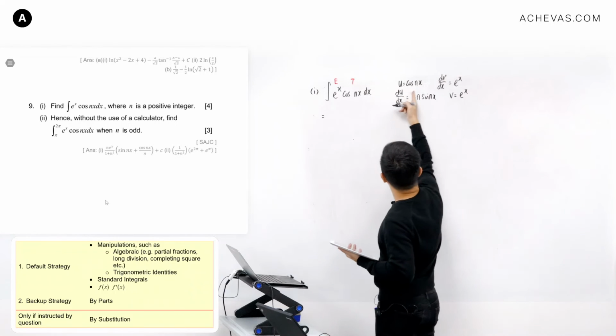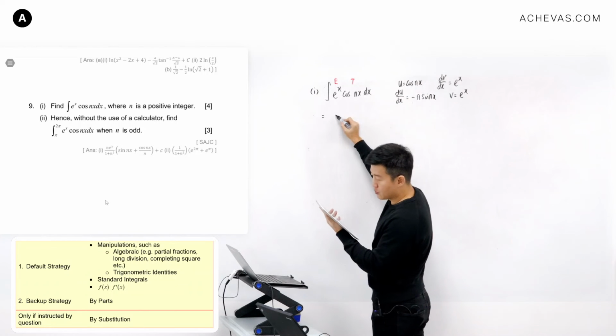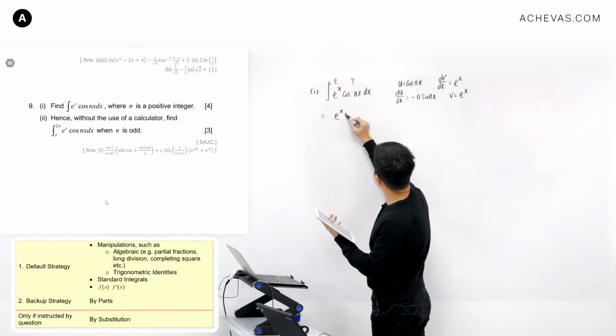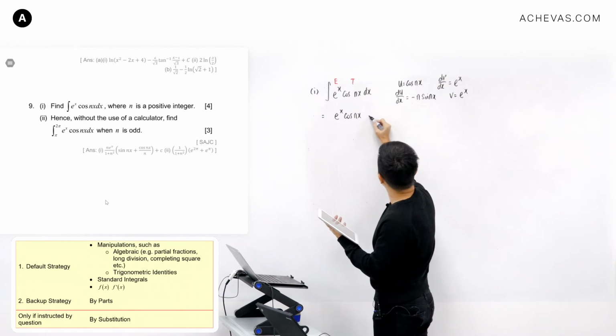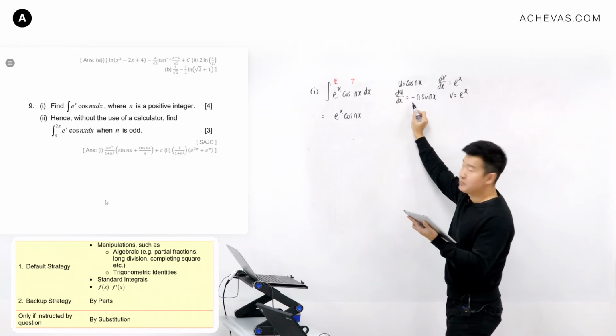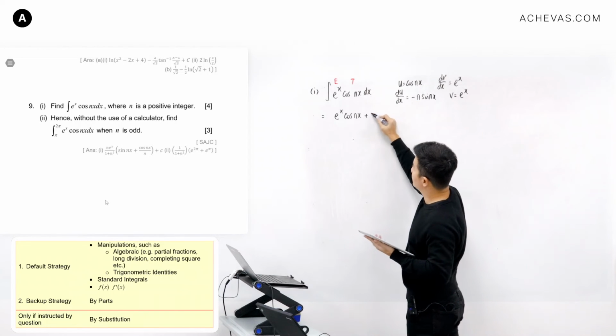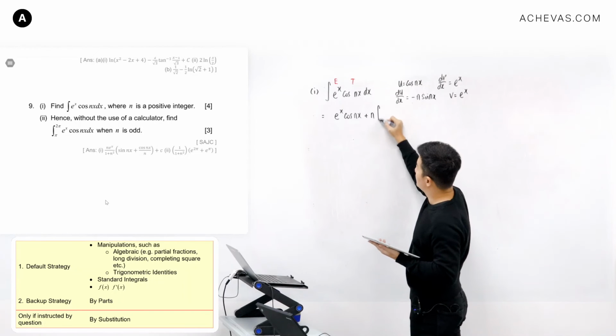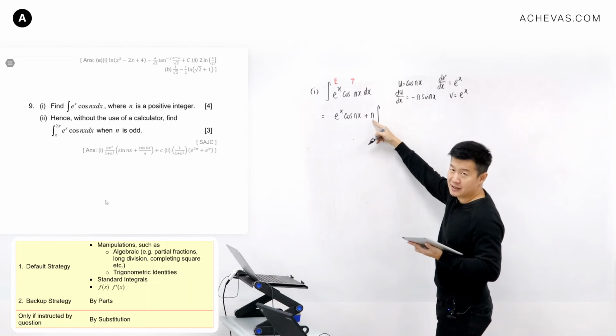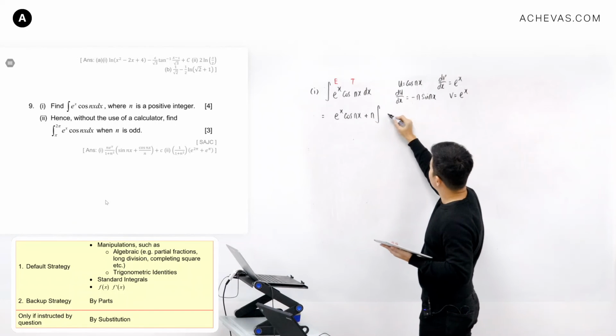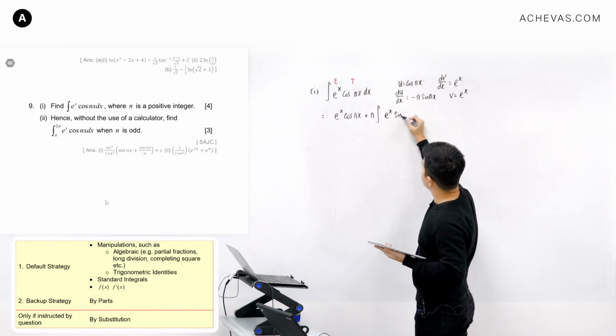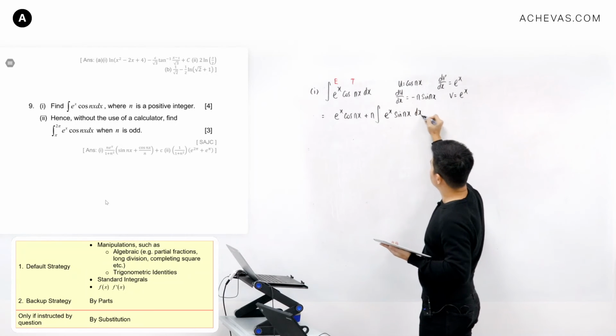So this can be re-expressed as uv. It will be e to the power of x cosine nx. Minus minus becomes plus, and n, I'm going to take it off the integration notation. So it will be minus n plus n. Then we have e to the power of x sine nx dx.